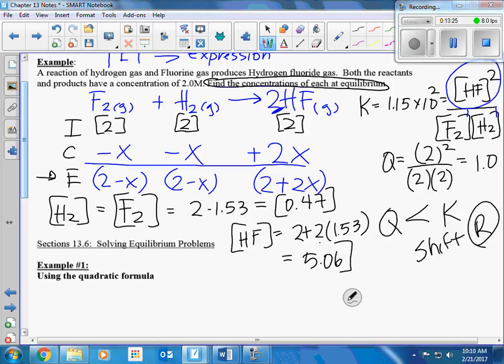5.06, and I know I'm not really paying attention to significant figures very well. We could go back and do that. They're not going to be fussy about sig figs at this point.